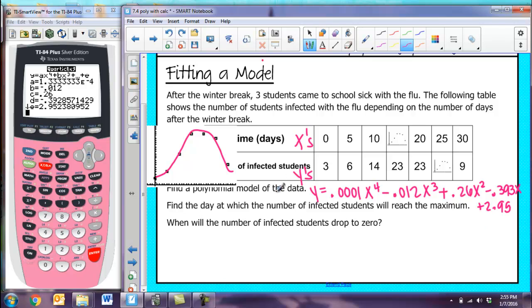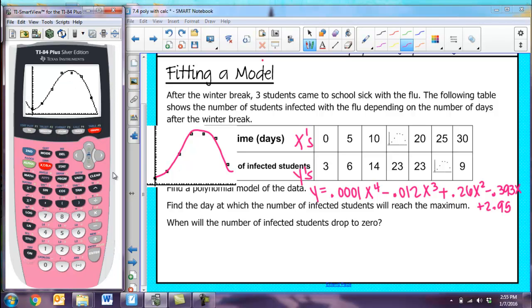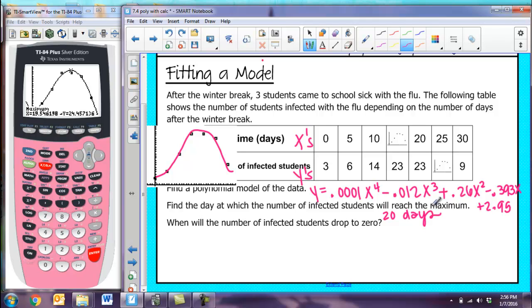So then you can use that model to answer questions like this, to find the day at which the number of infected students will reach the maximum. I could look at my graph and then just do second trace, find the max, go a little bit to the left of it, and then a little bit to the right of it. My calculator pasted in that whole function, so it's taking up all the space at the top of my screen. The maximum happened at about 19.5 days, or about 20 days, when we reached the maximum number of infected people. We'll just go whole numbers because that's what they gave me.